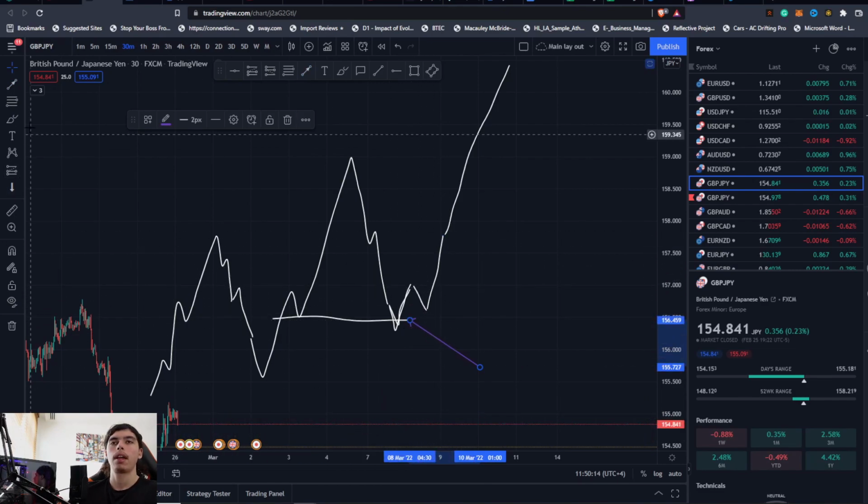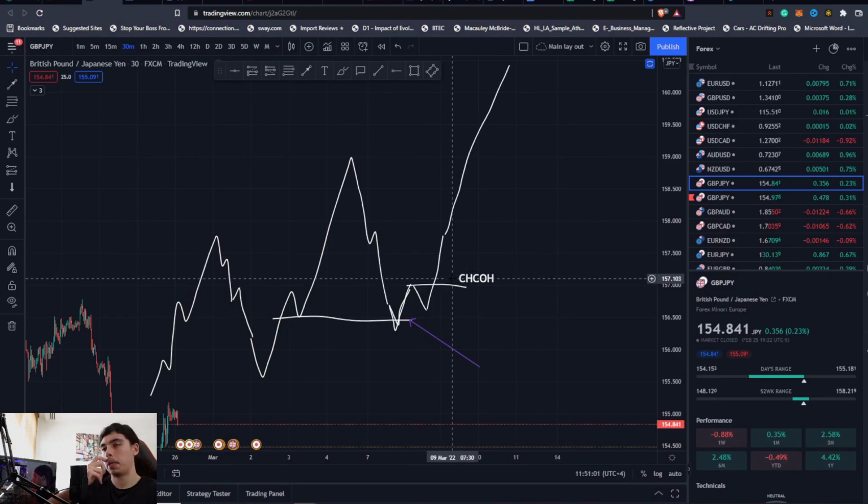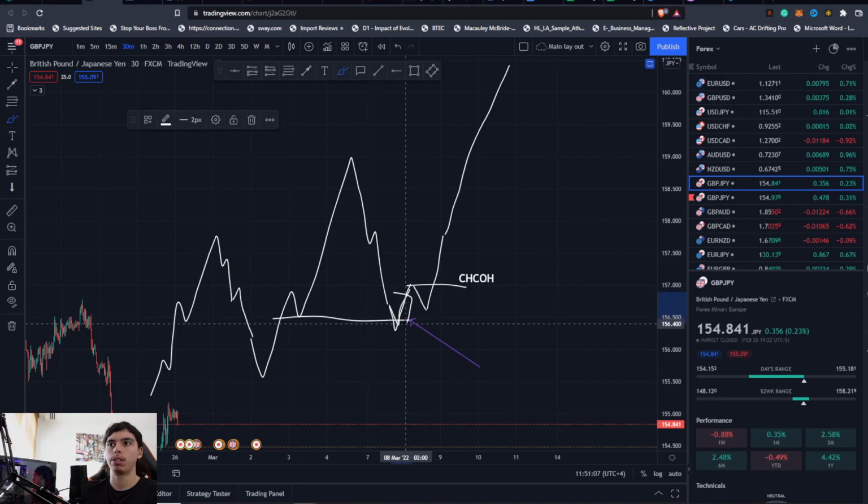Okay. Now, your change of character will be as it breaks this line. So we can mark this here. So that's your change of character right here, right? And this area here, price is basically closing a 15-minute candle here bullish now, right? So that's your bullish candle.